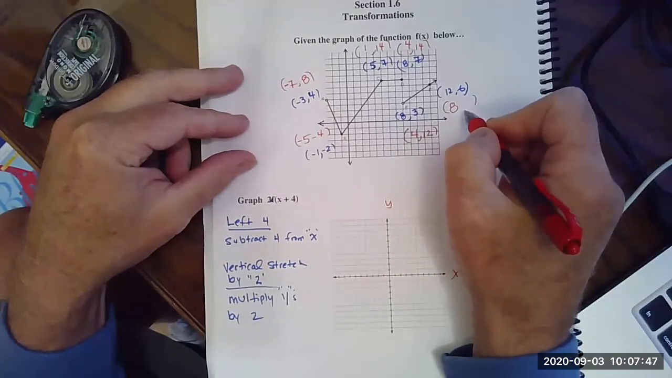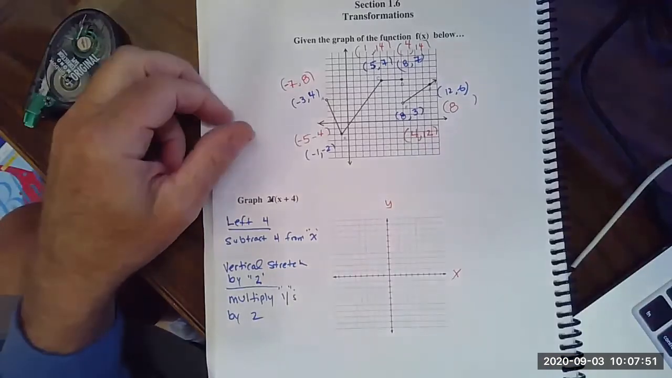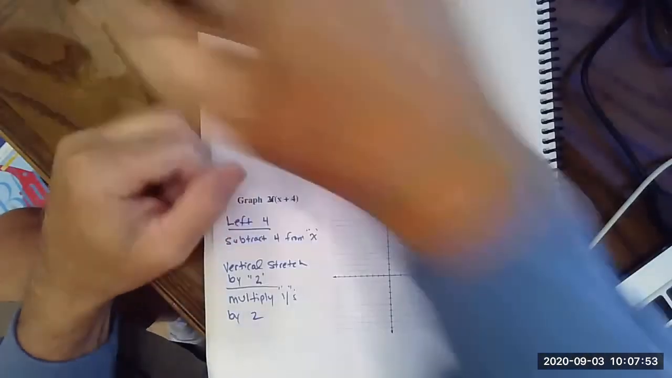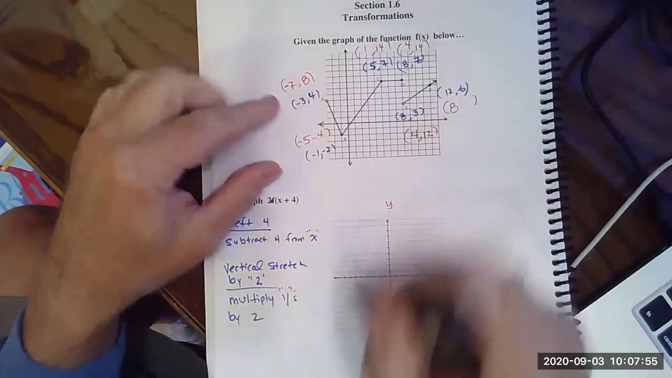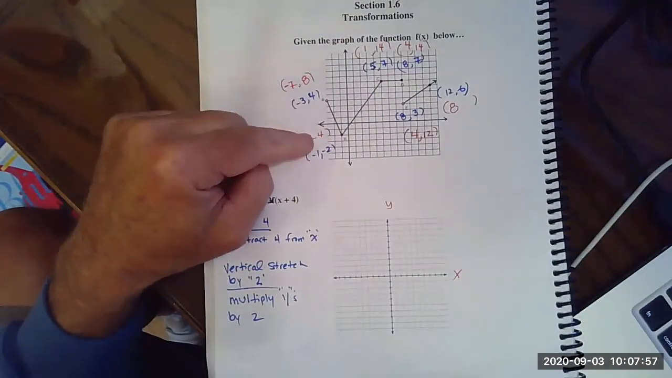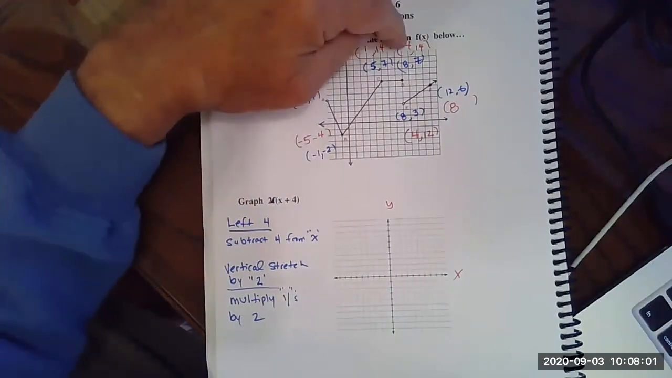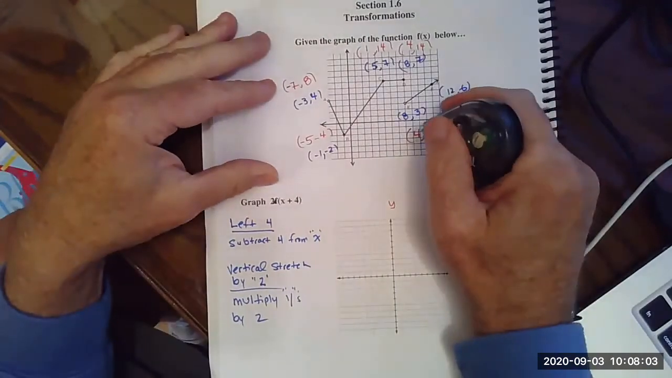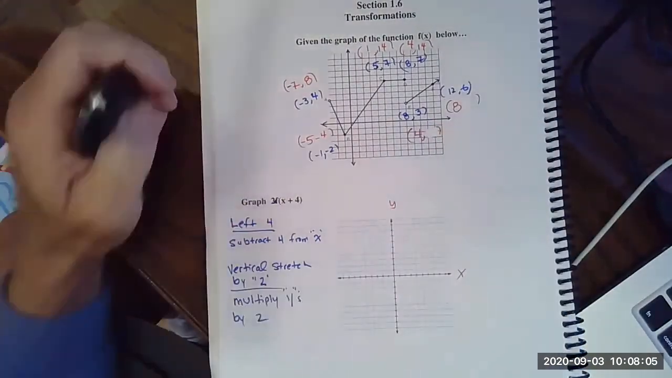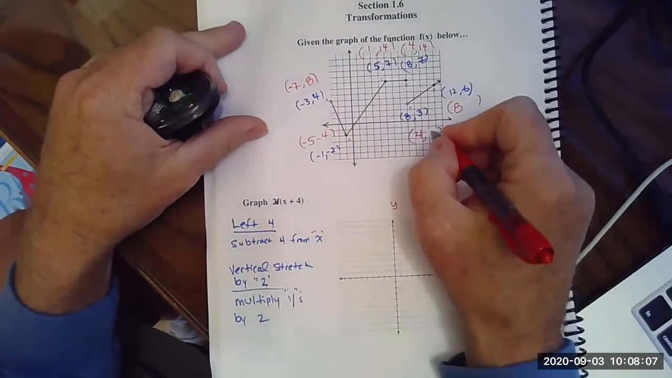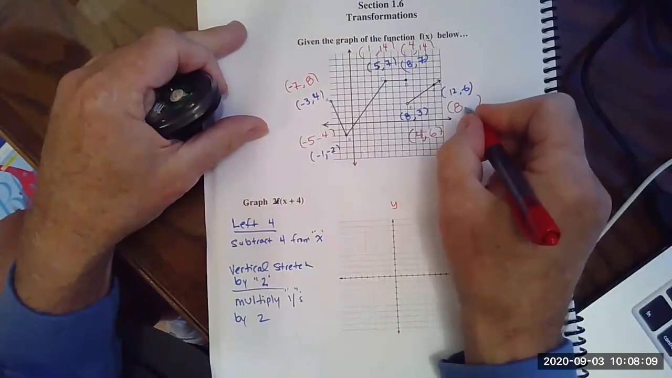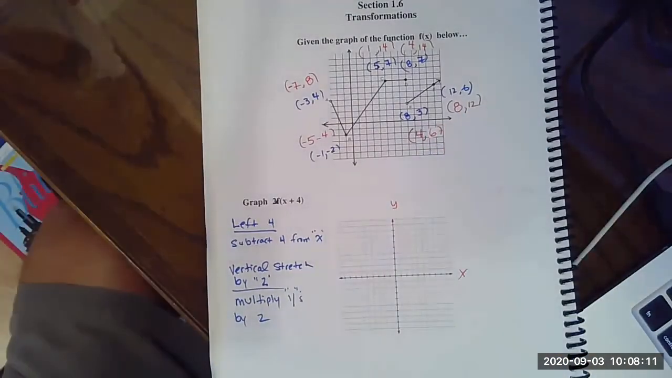Hold on a second. I'm going way too fast. Multiply by 2. Okay, that's good. 2 times 4. This is weird. Multiply by 2, 6. Multiply by 2, 12. Okay, I think I fixed it.